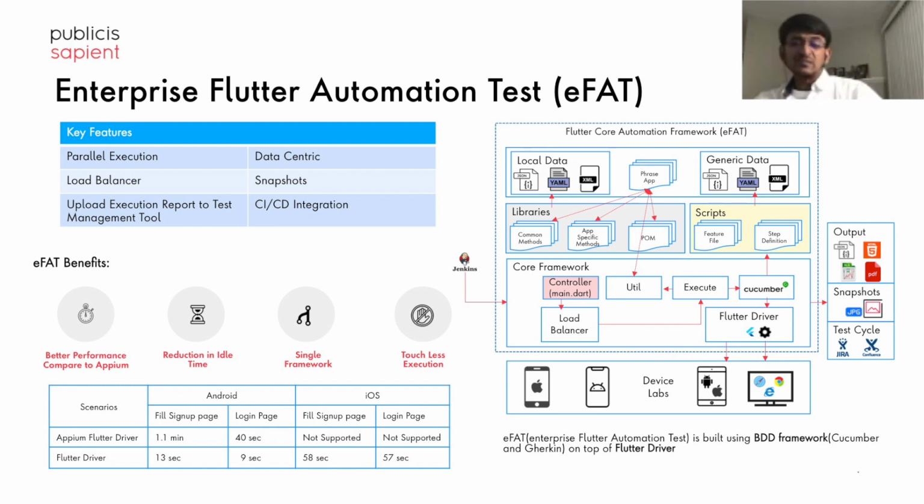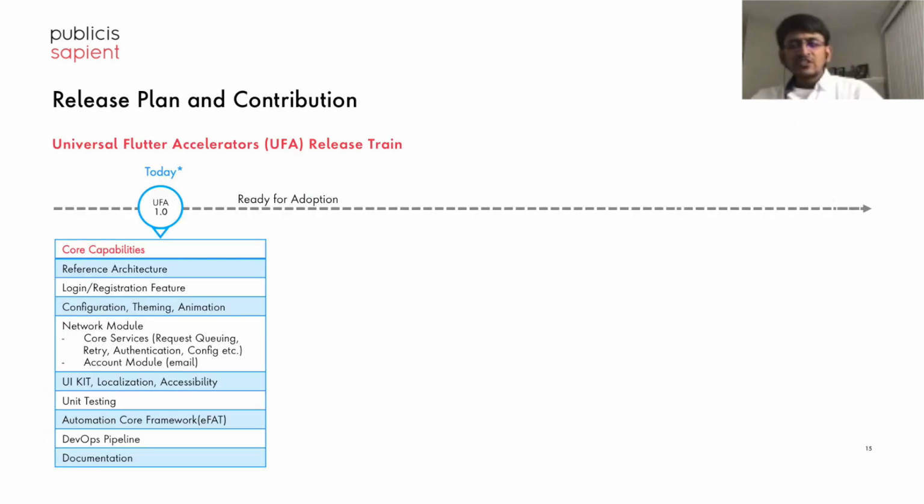Let's see the release plan. We are happy to announce that the first version of UFA is available today for adoption with key capabilities. With this, any Flutter project can use this, and they can avoid 15% of effort saving.